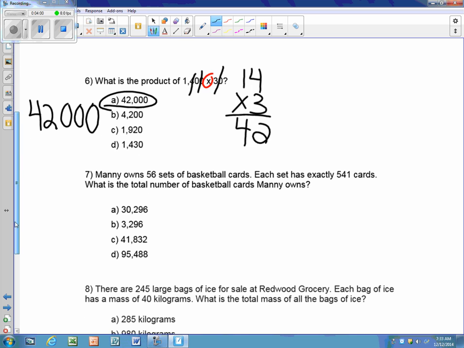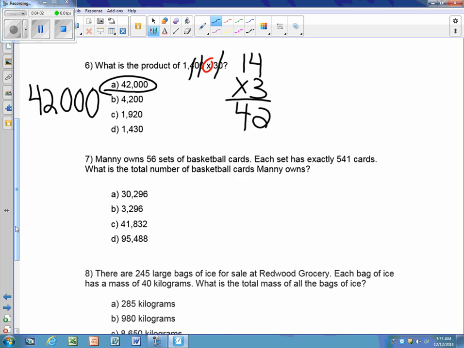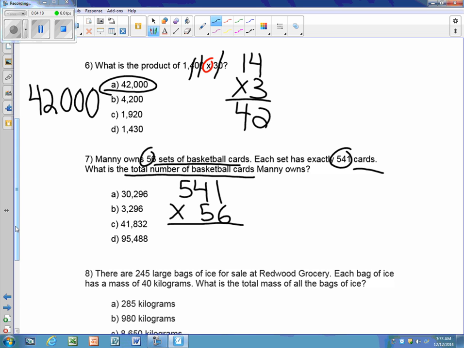Now it says Manny owns 56 sets of basketball cards. Each set has exactly 541 cards, because I'm circling and underlining, and we want the total number of cards he owns. So I always take my larger number and put it on top, or the number with more digits. So I can multiply because each set has 541 and he has 56 of those sets. So I'm going to multiply.